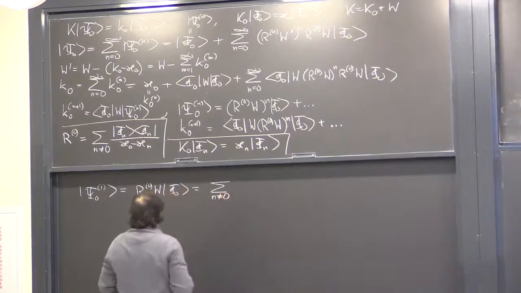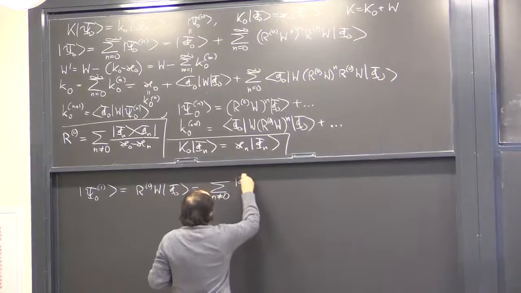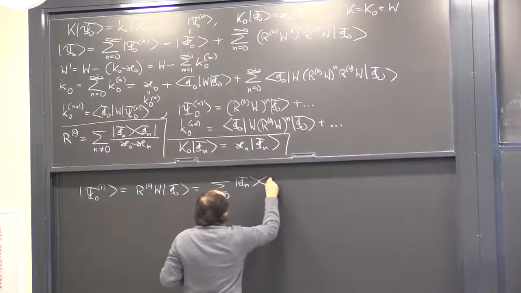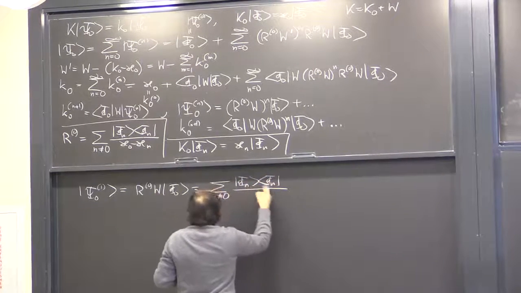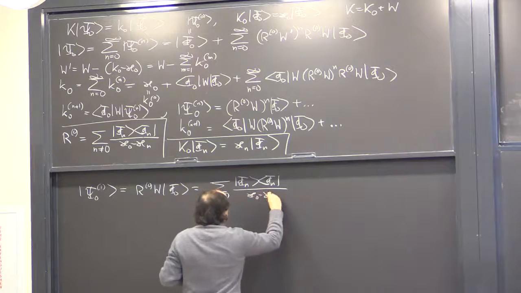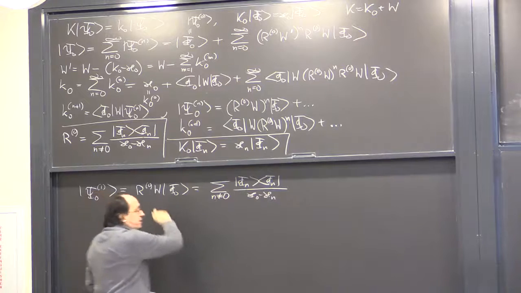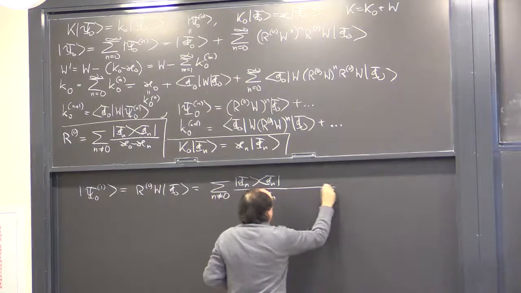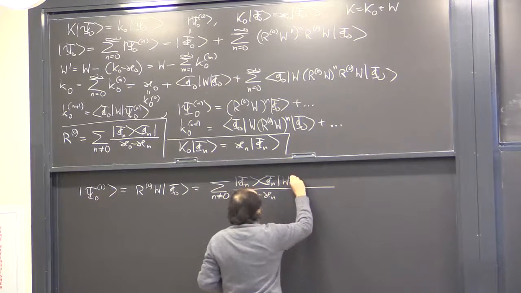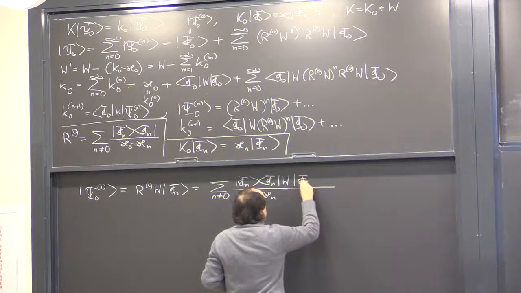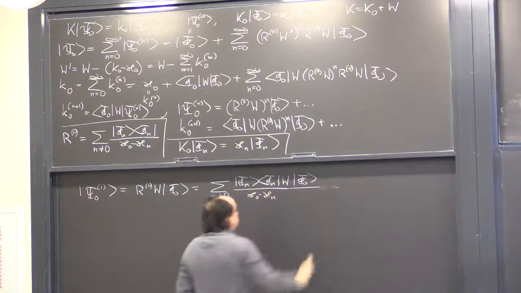We have a summation over n different than 0. We have phi n over kappa 0 minus kappa n. That's the resolvent part. Then you have W. I'll put W here, and then you have phi 0. And you see I'm done.